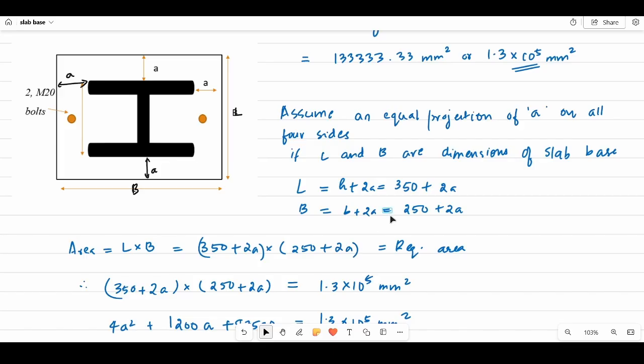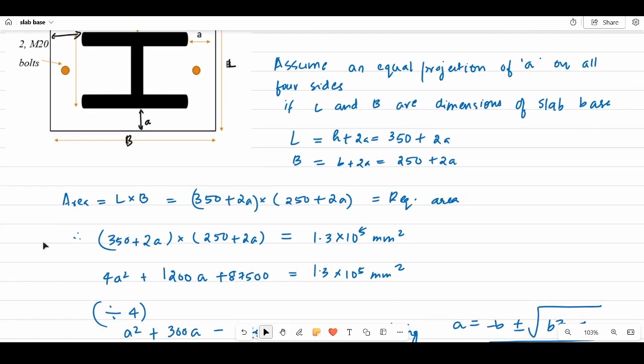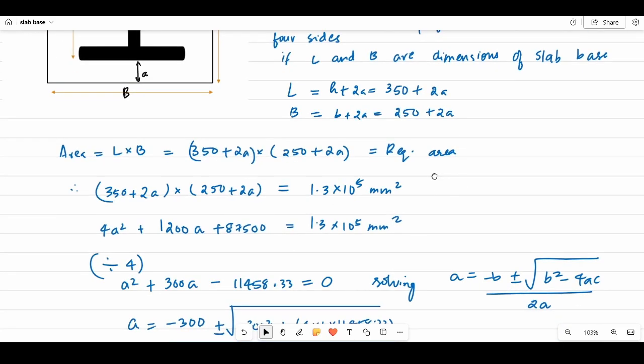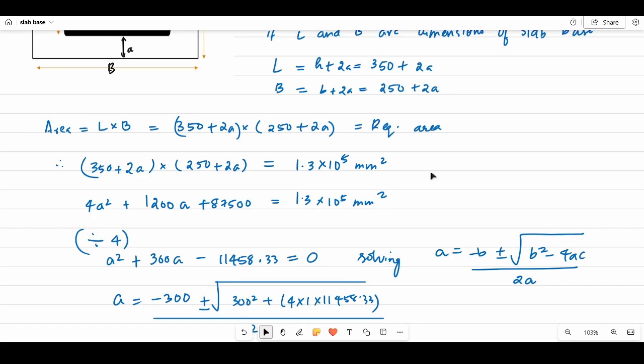So the net length of the base plate will be 350 plus 2a and 250 plus 2a. So the area will be length into breadth. So we have to multiply these two values, 350 plus 2a multiplied by 250 plus 2a, and this will give you our required area. We actually calculated the required area just before from the factored load divided by bearing pressure, and this was 1.333 into 10 raised to 5. So I substitute the value of required area in this and I solve this.